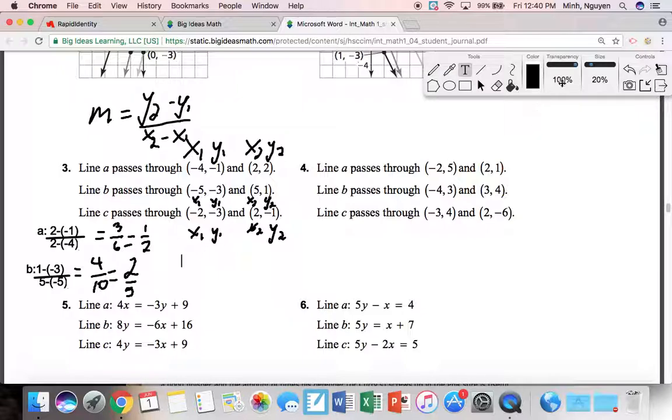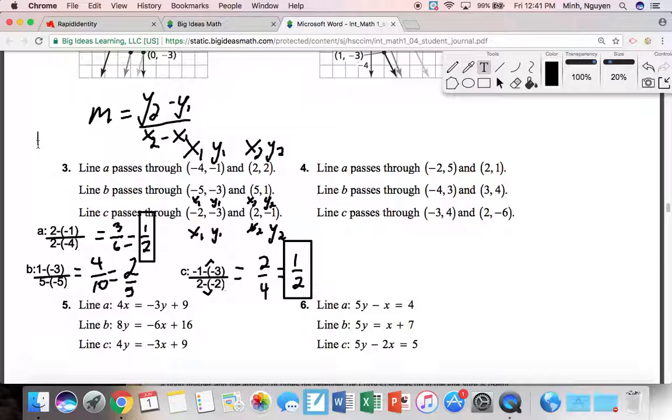And lastly, we'll look at C, the slope of C. Negative 1 minus negative 3. If you don't understand what I'm doing, I'm literally just using this formula right here: y2 minus y1 over x2 minus x1. So negative 1 plus 3 is positive 2. 2 plus 2 is 4. Why am I adding when it says subtract? Because it's subtracting a negative. So I have 1/2. So then you could see that lines A and C are parallel because they have the same exact slope. So that's your proof. You could say, just like we did earlier, lines A and C are parallel because they both have slope 1/2 or 0.5, whichever.